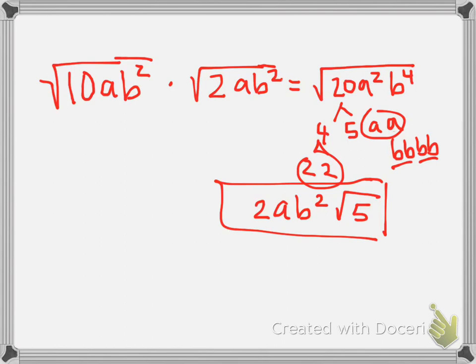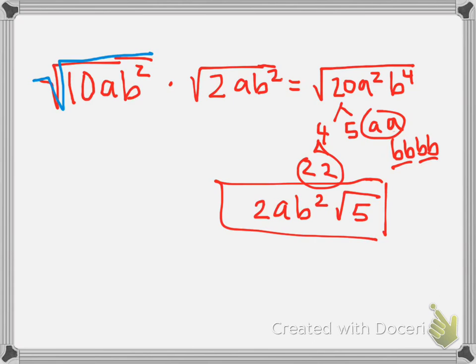Then I did this one because it has variables. Square root of 10ab squared times square root of 2ab squared. So you just multiply 2 times 10 and get 20, a times a and get a squared, b squared times b squared and get b to the 4th. Then you have to simplify. So I did a factor tree. I got it down to 2 times 2 and 5 for 20, and an a, and 4 b's.